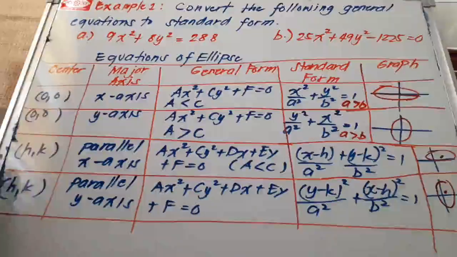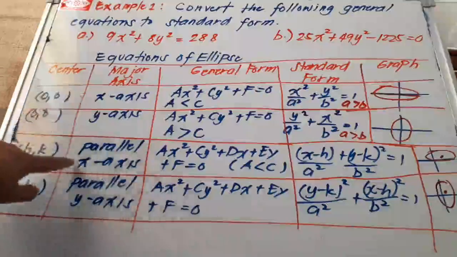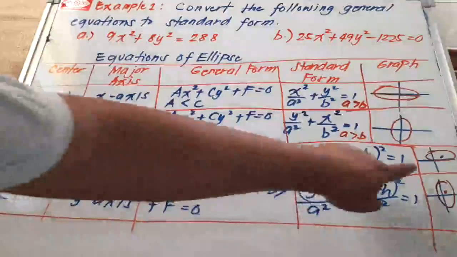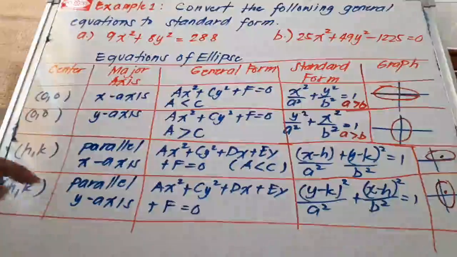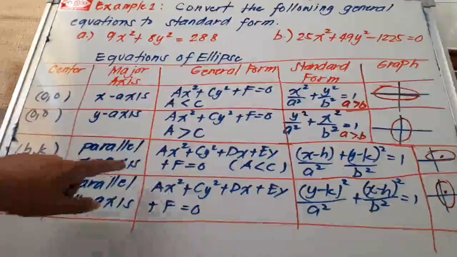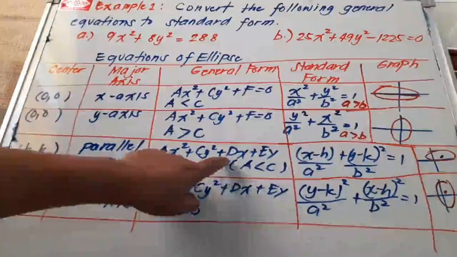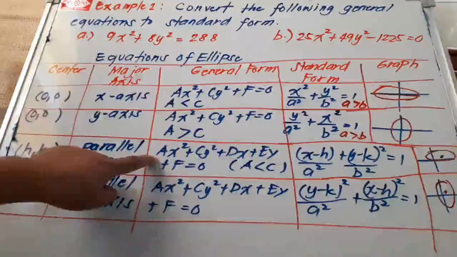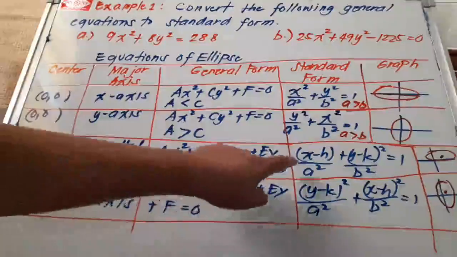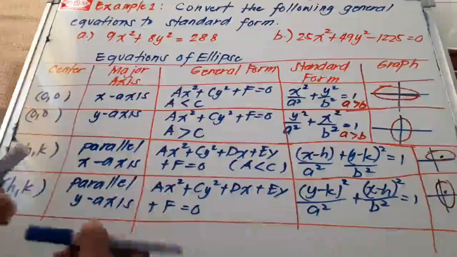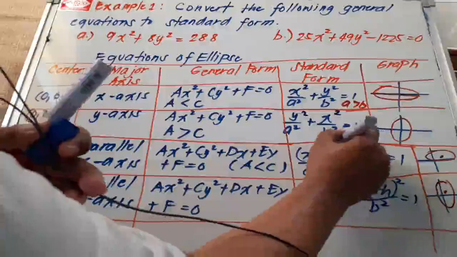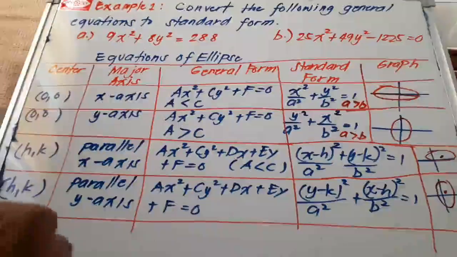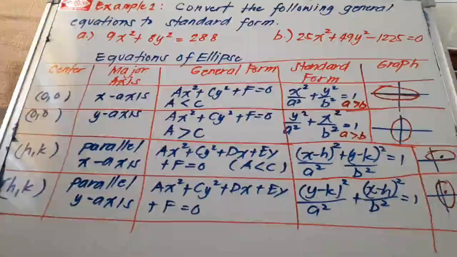Okay, when the center of the ellipse is located at (h, k) and the major axis is parallel to the x-axis, this will be the equivalent graph. Ang kanyang center wala sa origin. And the equivalent equation is ax squared plus cy squared plus dx plus ey plus f equals 0. Again, the coefficient of x squared is less than the coefficient of y squared. And the equivalent standard equation is the square of (x minus h) over a squared, plus the square of (y minus k) all over b squared equals 1. Again, a is greater than b.